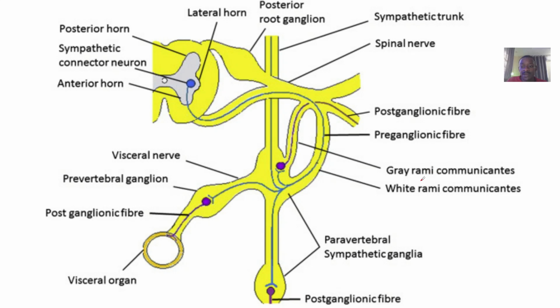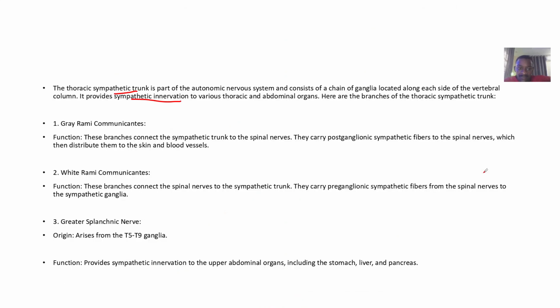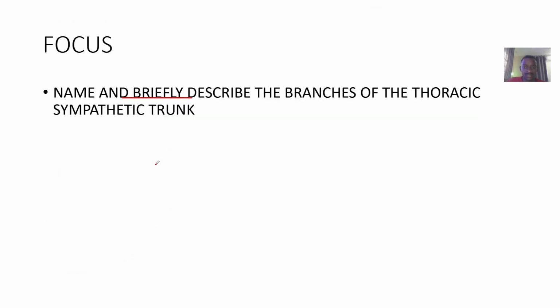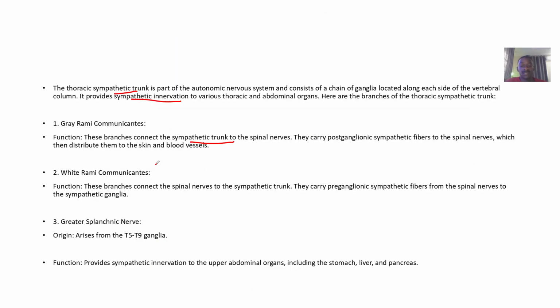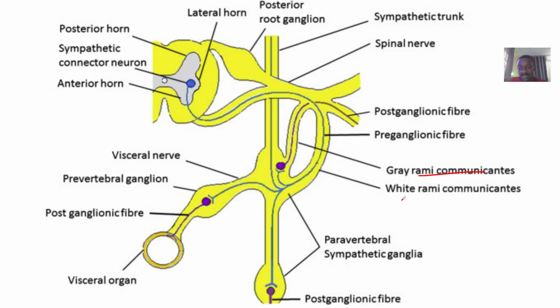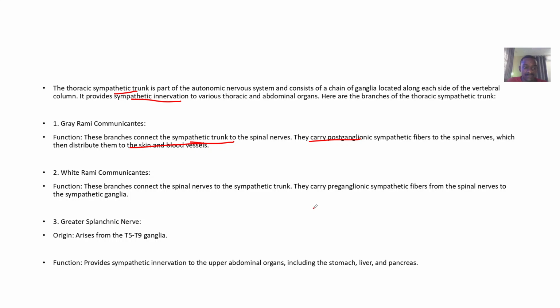We have the gray rami communicantes. This one connects what? The sympathetic nervous system to the spinal nerves. This one they just said, okay, name and describe, so let's look at the in-depth description. They carry postganglionic sympathetic fibers to the spinal nerves, which will now distribute them to the skin and the blood vessels. Then let's look at the white rami communicantes.